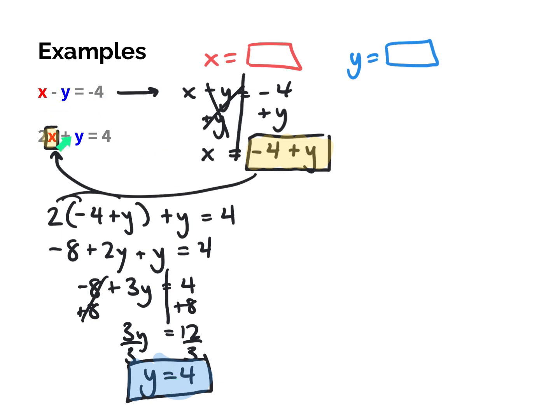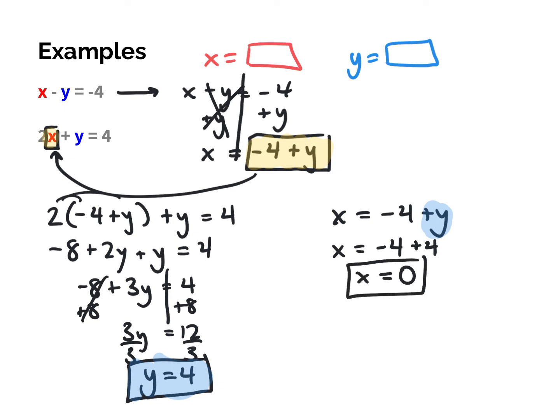So I could plug it in here. I could plug it in there. Or I could use my equation right here that I wrote for x. I wrote that x equals negative 4 plus y. So why not use that equation? I know that x equals negative 4 plus whatever y is. And from my last part, I figured out that y is equal to 4. So I can do negative 4 plus 4. Now, negative 4 plus 4 is 0, so I get x equals 0.